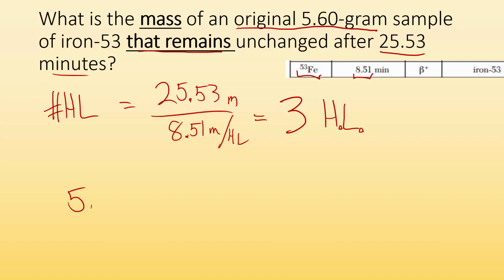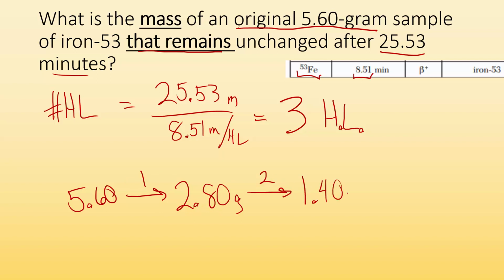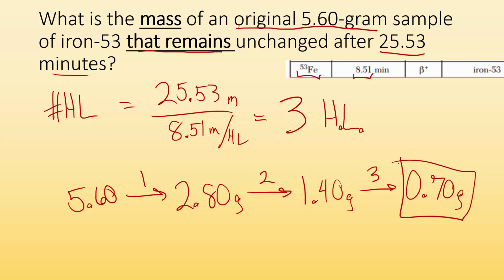So if I started with 5.6 grams, well, 1 half-life later, it's going to be 2.80 grams. So that's 1 half-life. Let me count a second half-life. I'm going to end up with 1.40 grams. And let me go my third and final half-life. I'm going to end up with 0.70 grams. So that's how much is going to be left unchanged after that amount of time.